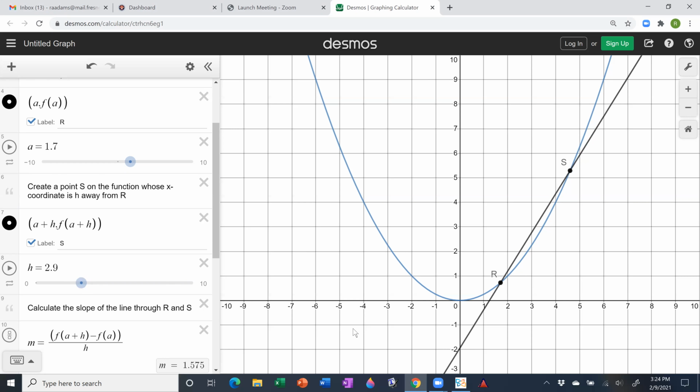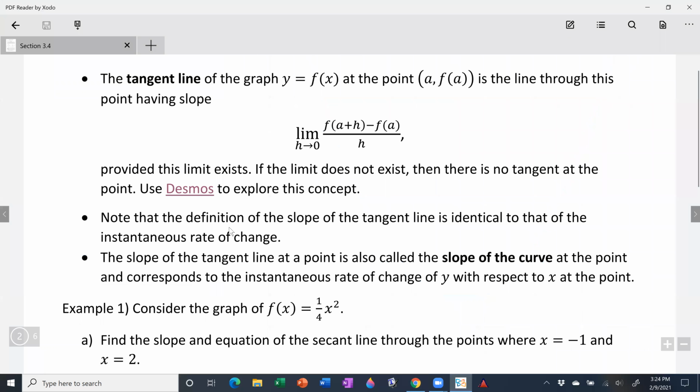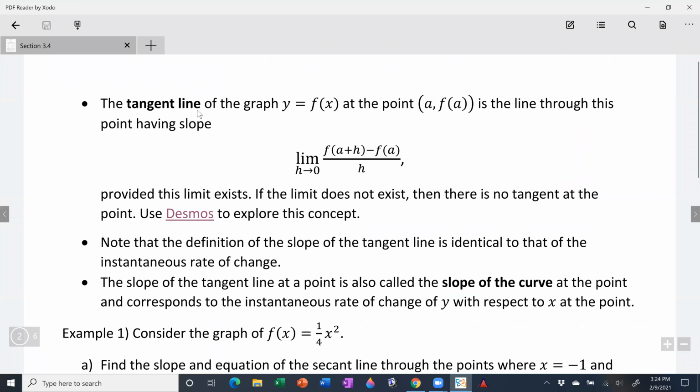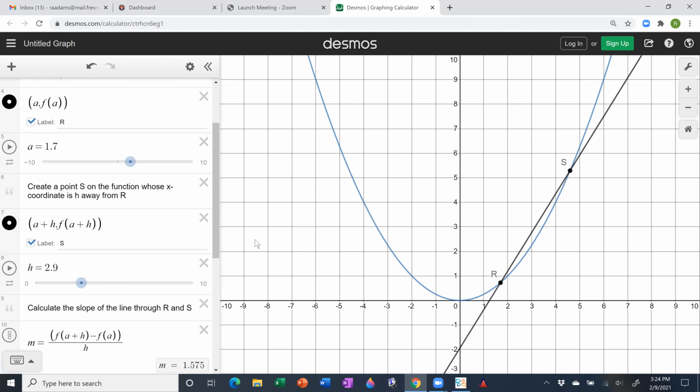Now, by the definition, if I go back to the notes here, by the definition, the tangent line is the slope of the secant line as we let h go to 0. And so let's go back to Desmos here, and this is the beautiful thing about Desmos, and you know how much I like Desmos already. If we let h go to 0, that is going to be a tangent line.